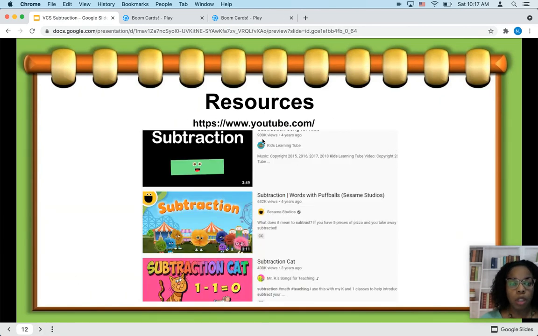YouTube.com also has great resources, subtraction songs and videos, using images, number sentences, and talking about the symbols.